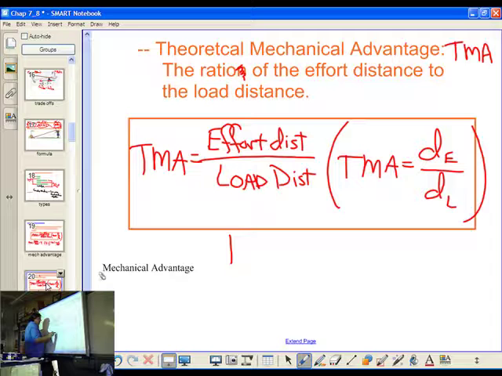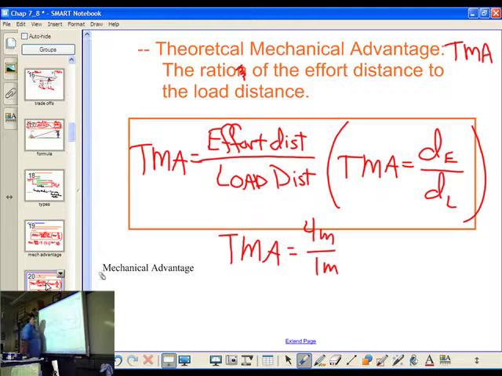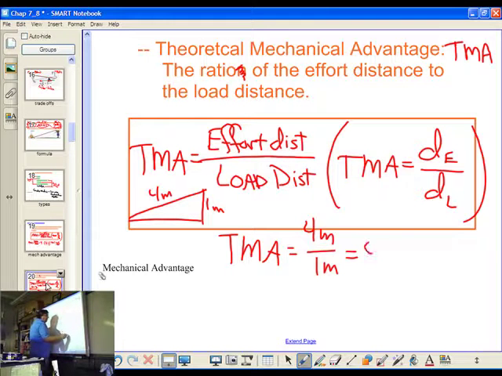So if we took the example in the video, the ramp was 4 meters long, but they were lifting it vertically. If we look at that inclined plane they were using, we had a 4-meter ramp. They were lifting vertically 1 meter. Again, it came out to be 4. Still a 4-to-1 mechanical advantage.